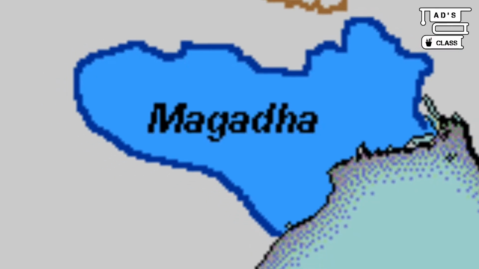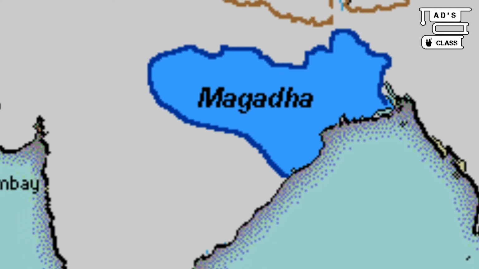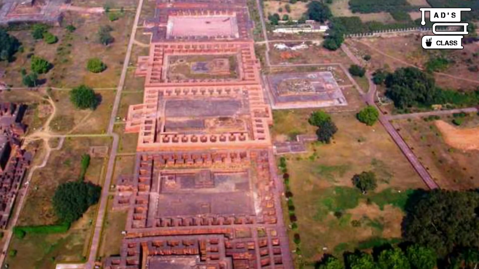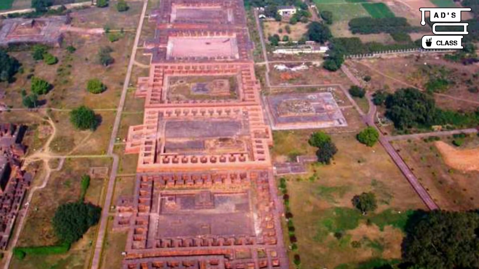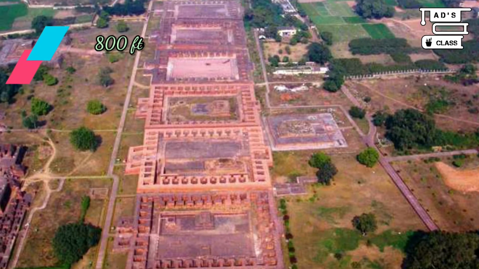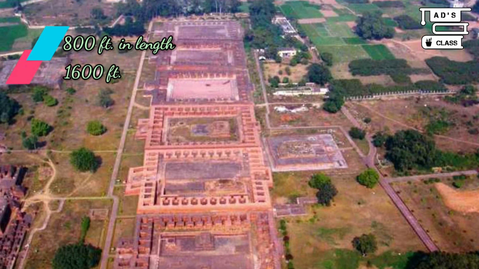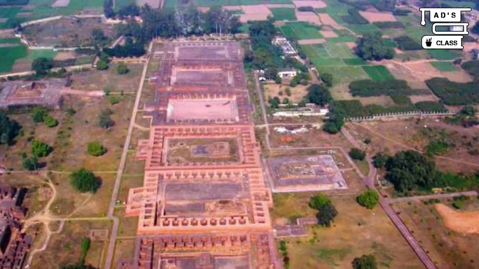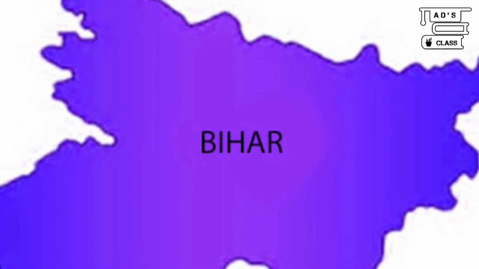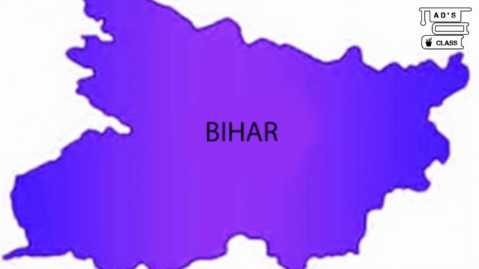This ancient university was located in the Magadha region. It was built over 30 acres area. It was 800 feet long and 1600 feet wide. It is located in the present Bihar.